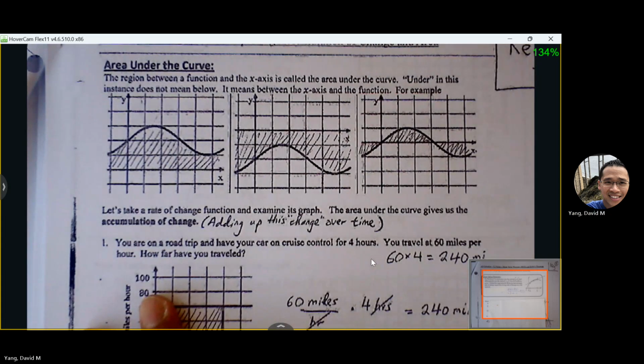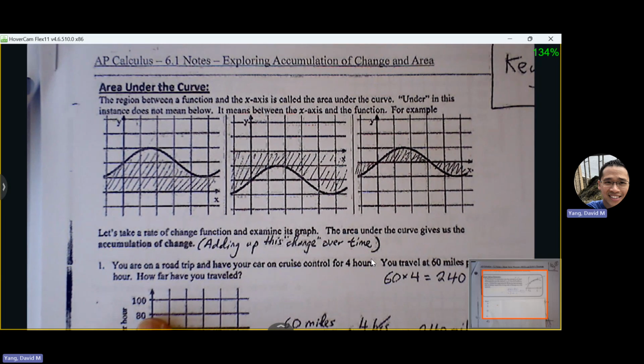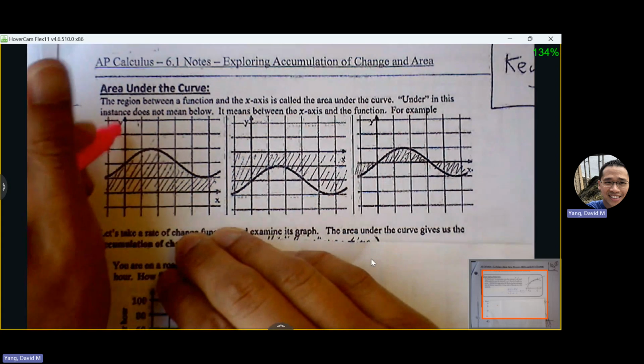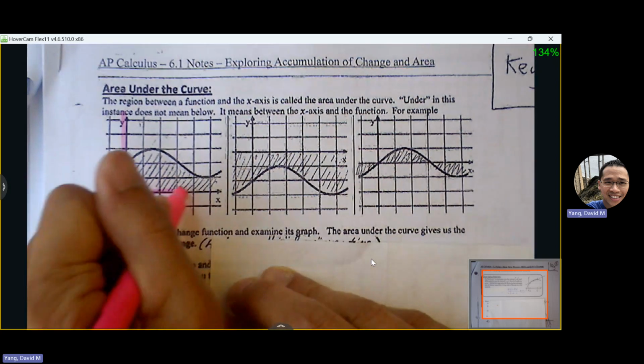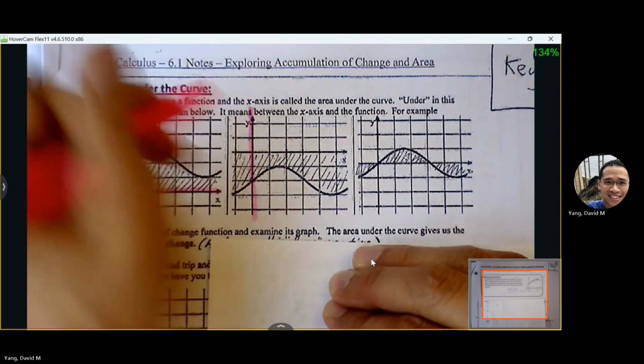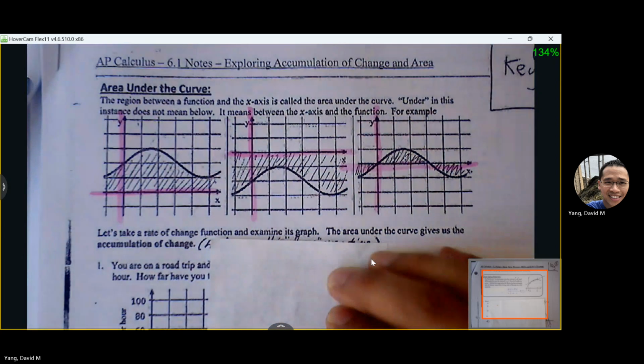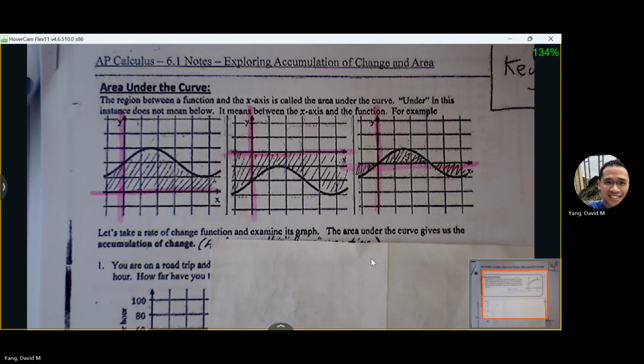Okay, so area under the curve. The region between the function and the x-axis is called the area under the curve. Under, in this instance, doesn't mean below. It just means between the x-axis and the curve. So sometimes it's not very clear where the x-axis is, so we go ahead and shade those in. Whenever we're talking about area under the curve, it just means between the x-axis and the curve.